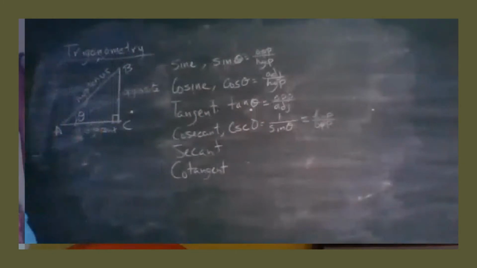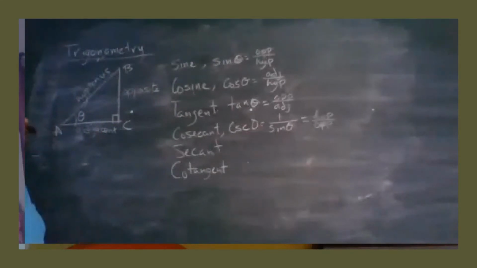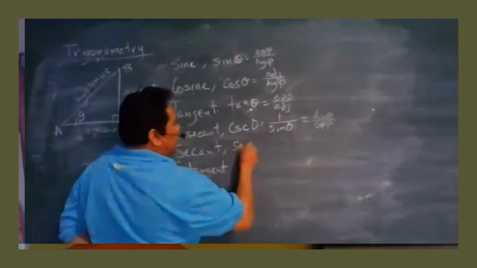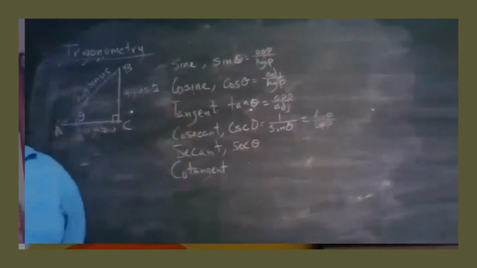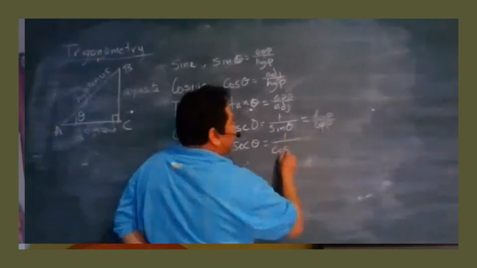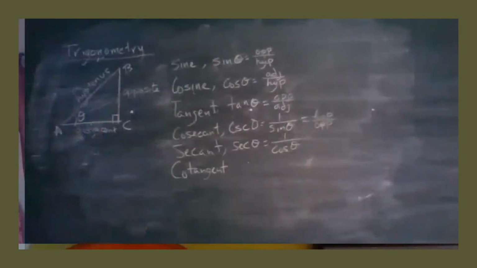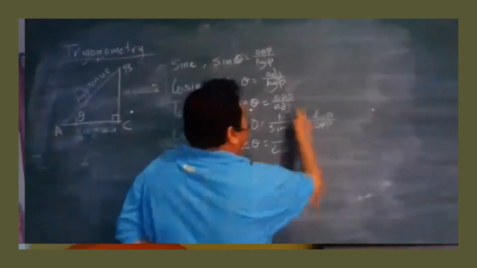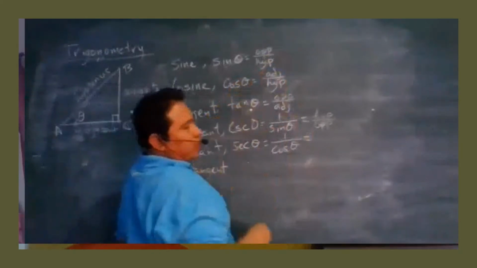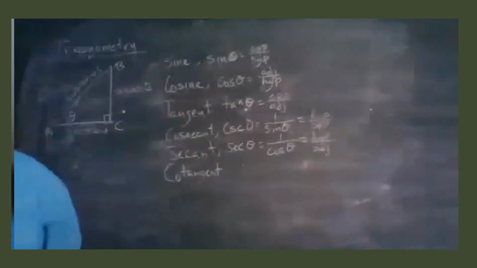Then we have the secant ratio, and the secant ratio is the reciprocal of the cosine ratio. So if I were to write it, secant, the abbreviation is SEC. The secant ratio is the reciprocal of the cosine ratio, so 1 over cosine, which if I were to write it in this form, I would have to reciprocate or flip over adjacent over hypotenuse. So it will be hypotenuse over adjacent.